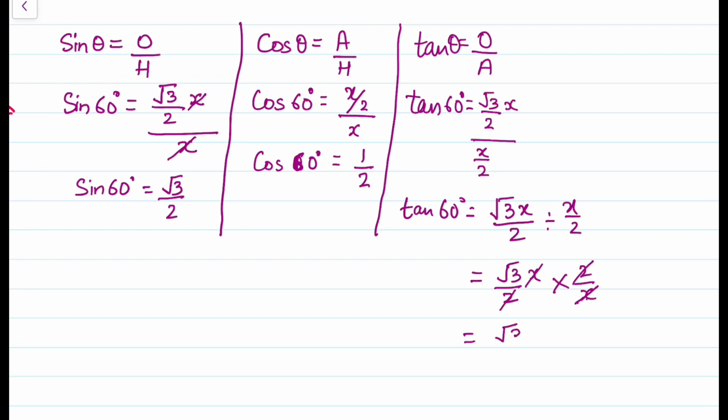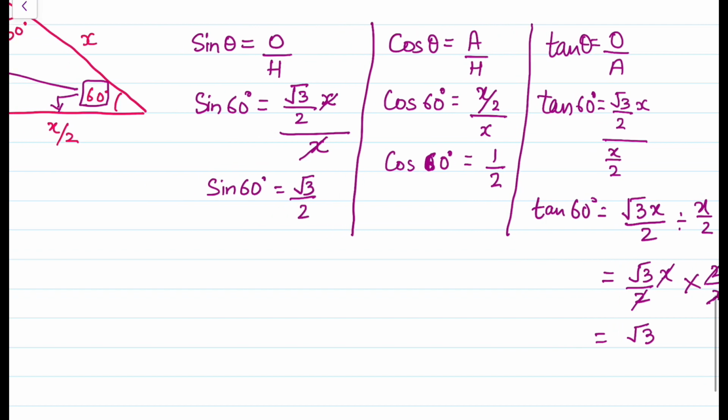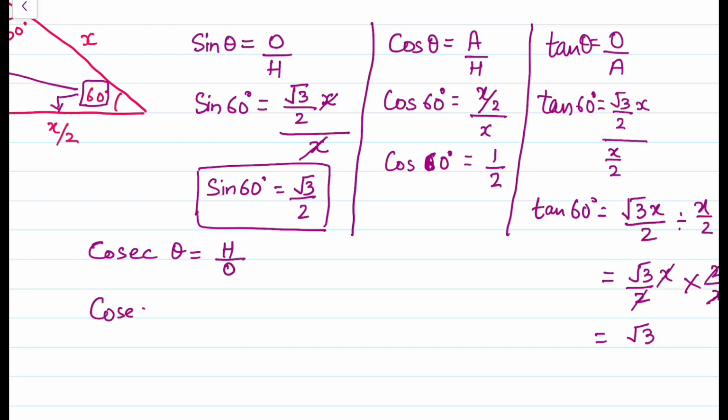So you're left with root 3. All right. Now we have found sine, cos, and tan. We will find the next three reciprocal functions as well. So now the reciprocal functions, the first one is cosecant or cosec theta. And cosec theta is just the reciprocal of sine. So sine 60 degree is root 3 over 2, h over o. So we can write cosec 60 degree is going to be 2 over root 3.